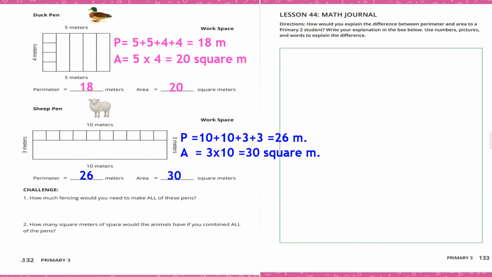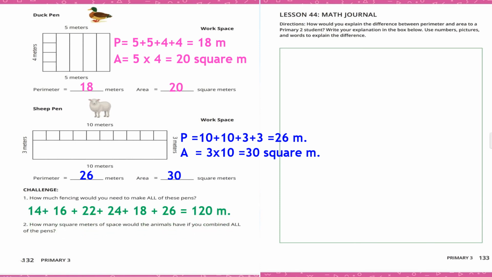But here, our challenge: how many fencing would you need to make all of these pens? We said fence is what? Fence is the perimeter, the distance around the shape. I wanted to find the fence around all of these pens. So I will make a perimeter or a fence around all of these. So I will add all perimeters like this.